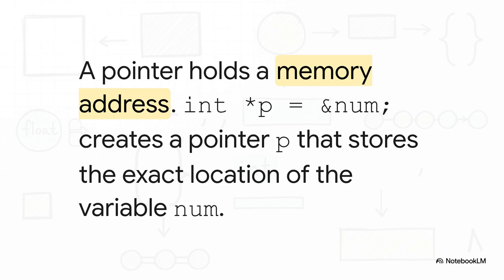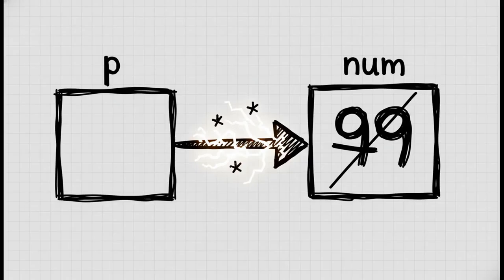So what we're doing here is creating a pointer called p, and its only job is to remember the exact location of our num box. And here's why that's so powerful. Once your pointer knows where that box is, you can use it to directly change what's inside. That little star, the asterisk, in front of the p, that means don't talk to the pointer. Go to the address it's pointing at.